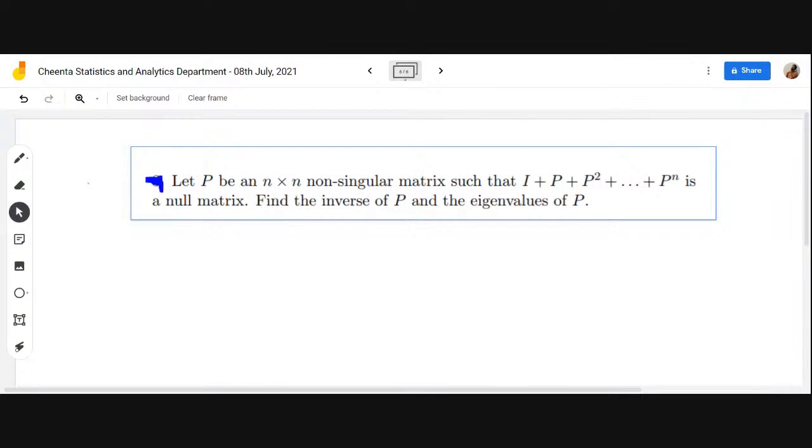So this problem is that if P is an n cross n non-singular matrix such that 1 plus P plus P square plus up to P to the power n is a null matrix, then find the inverse of P and the eigenvalues of P. Okay?